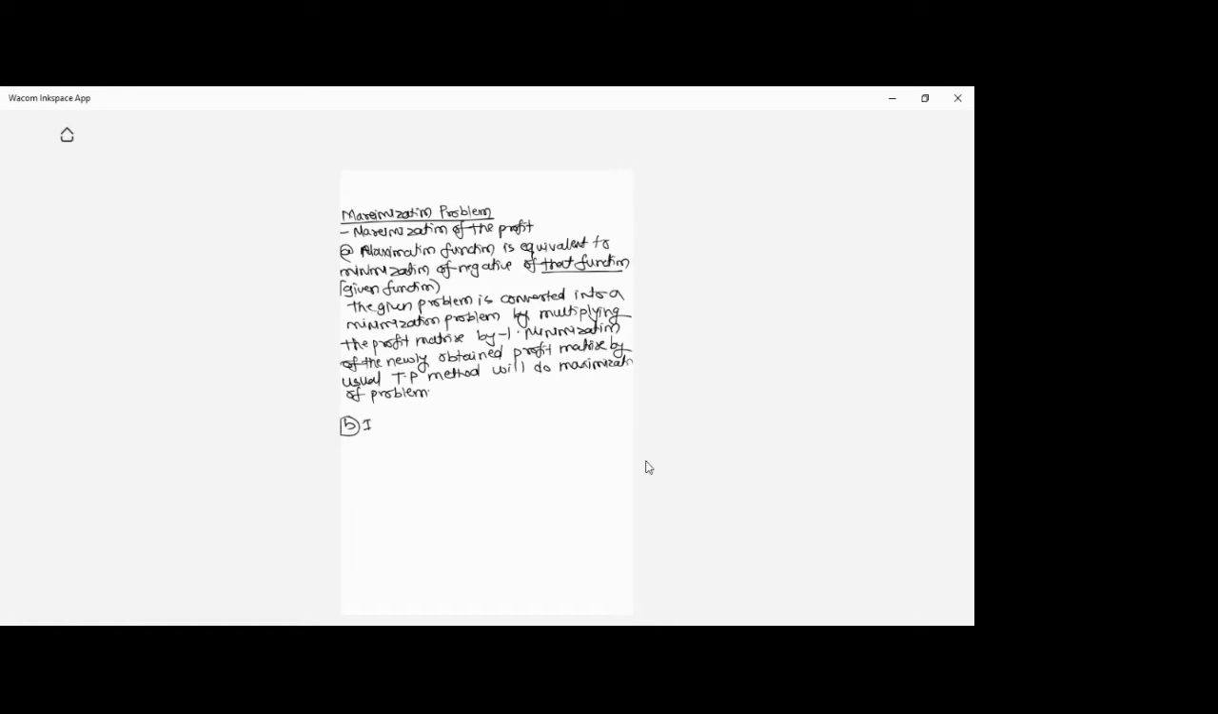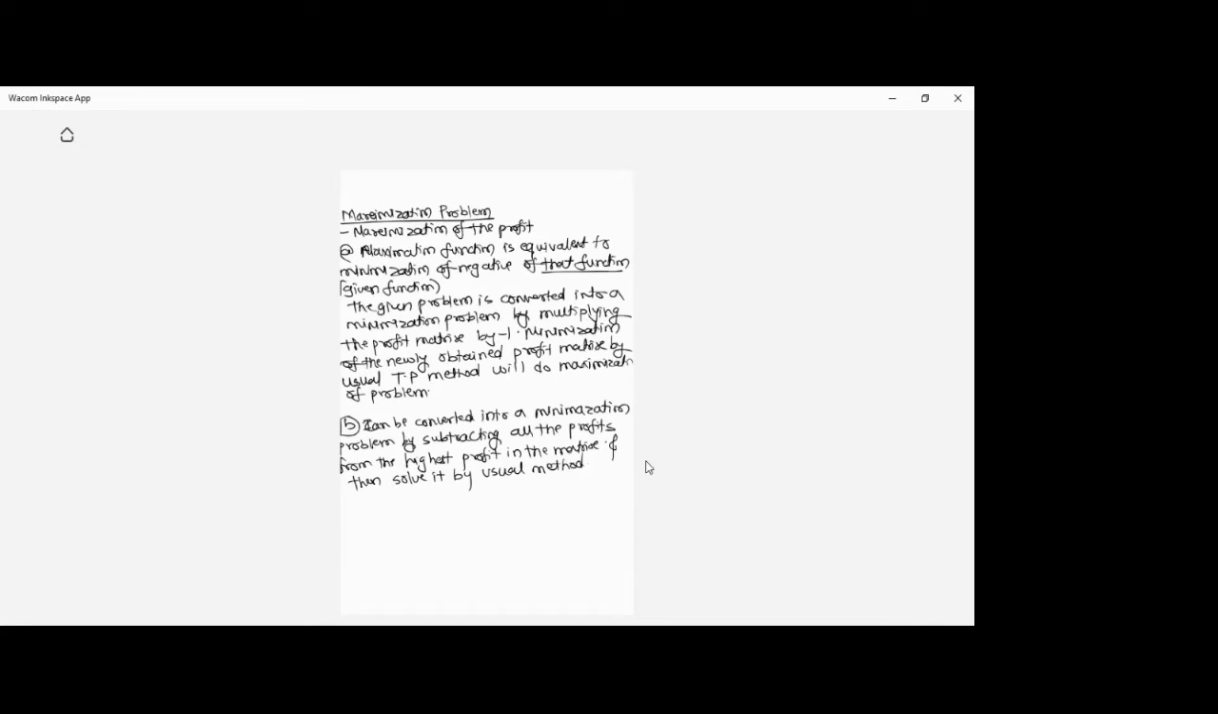Next, the approach is that the given maximization problem can be converted into a minimization problem by subtracting all the profits from the highest profit in the matrix, and then solve it by the usual method, right?